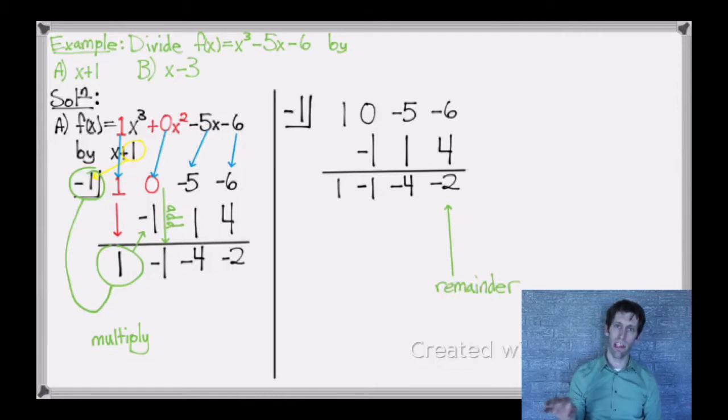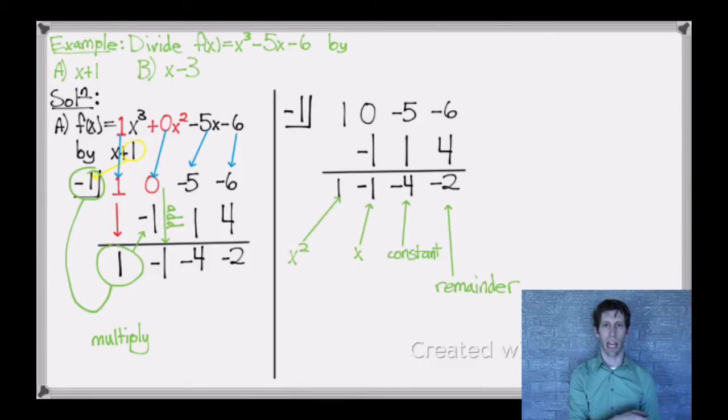Now we need to know what these numbers below that line tell us. The last number here, in this case -2, is the remainder when we divide x cubed minus 5x minus 6 by x plus 1. And then we look at the numbers here. -4 is the constant coefficient in this case. The -1 next to it is the coefficient on x, and the final 1 on the very left-hand side is the coefficient on x squared. So it goes remainder, constant, x, x squared, x cubed, and so on down the line.